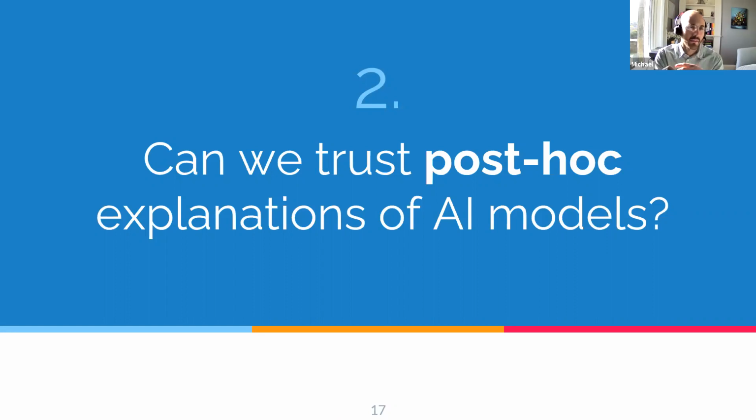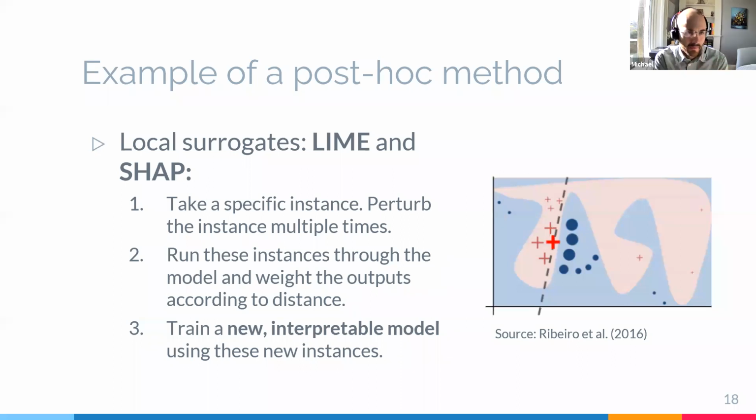So let's go on to this question of can we trust these post hoc explanations of AI models? We know now where post hoc methods sit in that taxonomy. So let's look at an example of those and how they actually work. Specifically, we'll look at LIME and SHAP. These are probably the two most popular and widely used explainability methods, and it seems to me that SHAP is actually starting to overtake LIME in popularity. But they both essentially work in the same way.